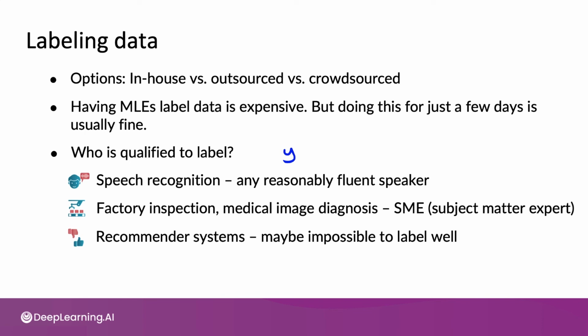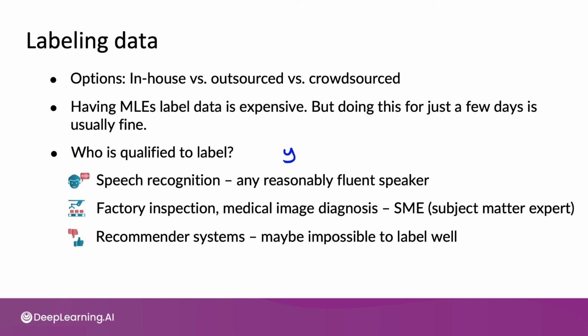When you're working on an application, figuring out which of these categories of application you're working on and identifying the right type of person or persons to help you label will be an important step to making sure your labels are high quality. One last tip.